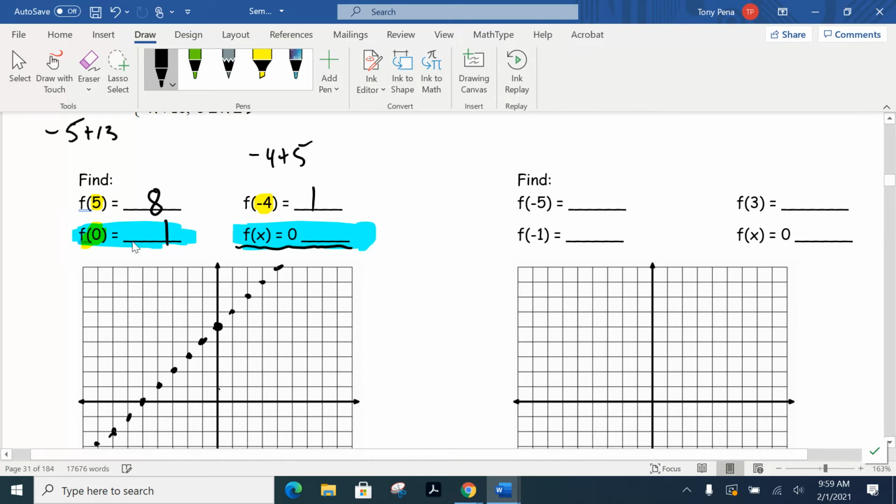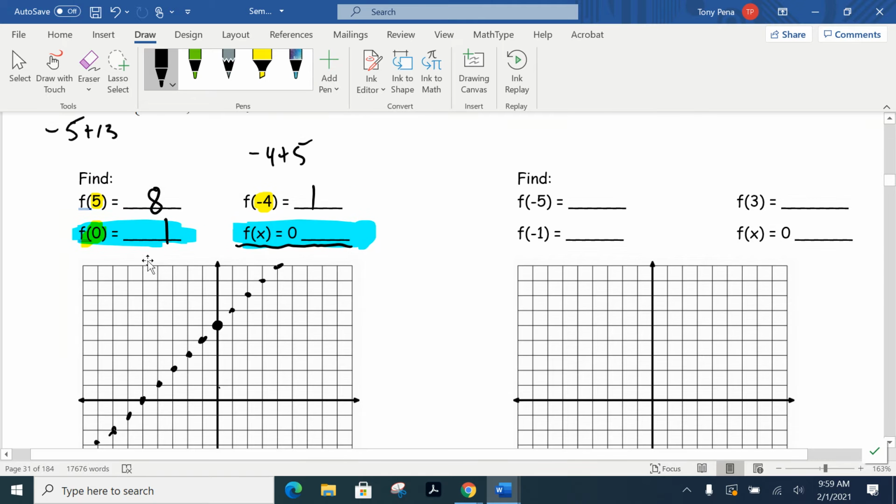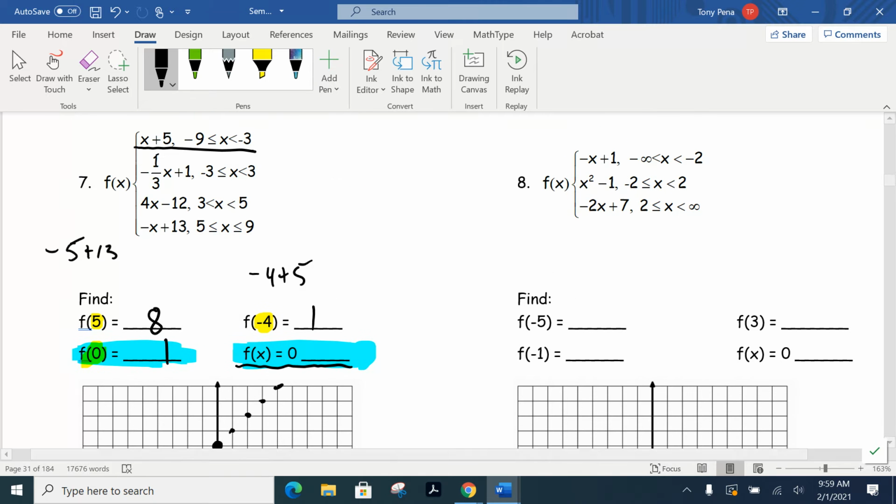But we don't want this entire line, right? We don't want all of this. So this has a y-intercept of 5 and a slope of up 1, right 1. And that's what this is telling us we should have. So our y-intercept is 5, our slope is a 1. But notice, we only want this from a negative 9 to a negative 3.